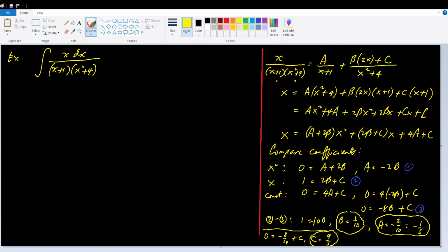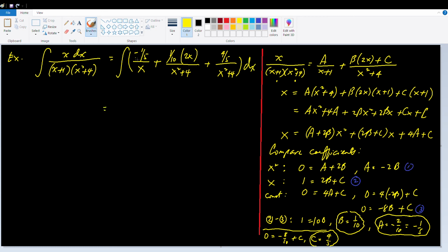So going back to our integral, we rewrite our integrand as negative 1 over 5 over x plus b, 1 over 10, times 2x over x squared plus 4. I am rewriting the other partial fraction into two fractions now. And then c is 4 over 5 all over x squared plus 4 quantity dx.